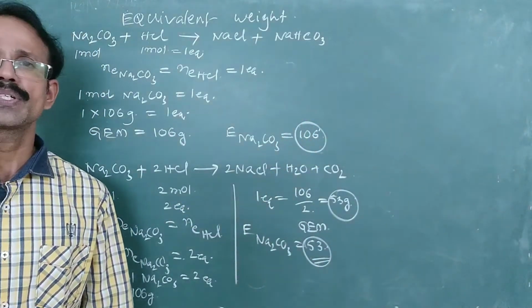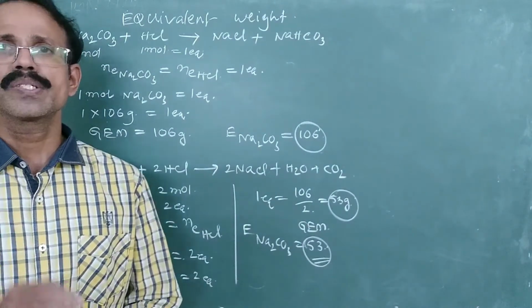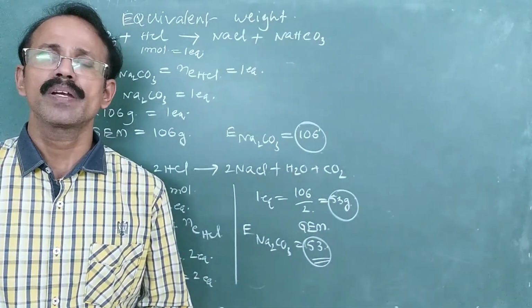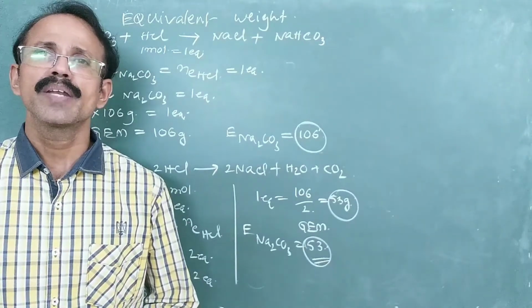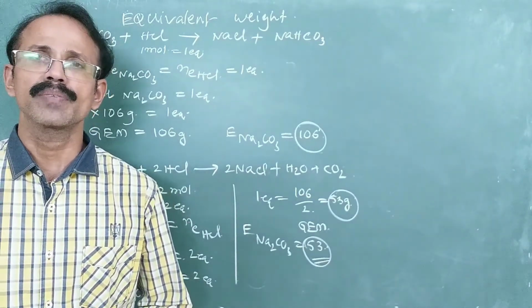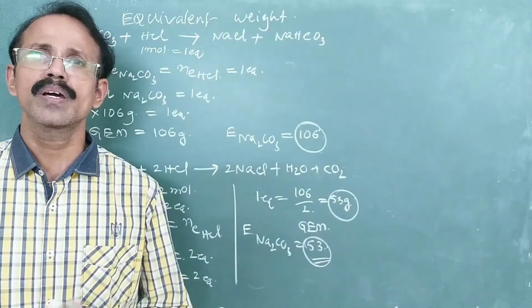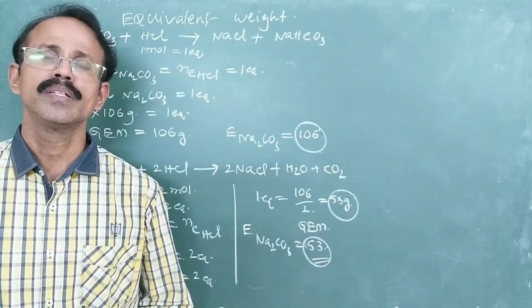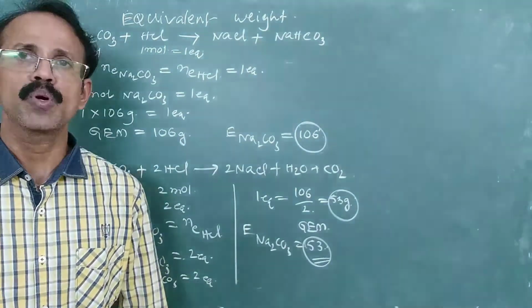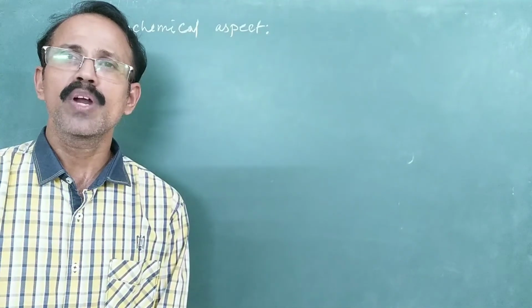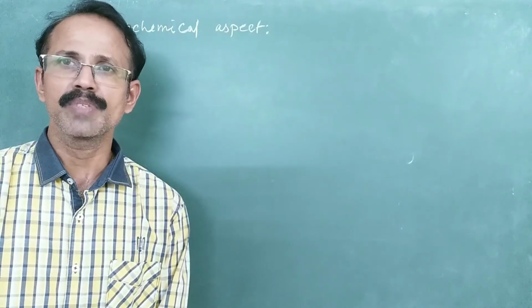So is it constant? It is not a constant, and it varies for a compound depending upon the way it is involved in a chemical reaction. Whether 1 mole is involved or 2 moles are involved, based on that we have to calculate the equivalent mass of the compound. Now we will understand the meaning of 1 equivalent in terms of electrochemistry.